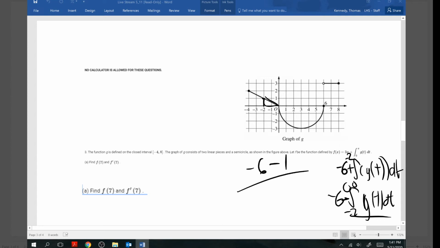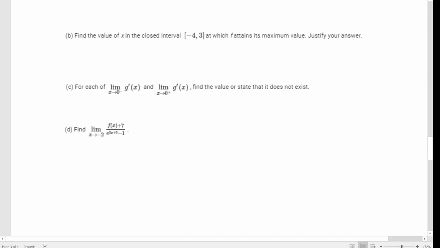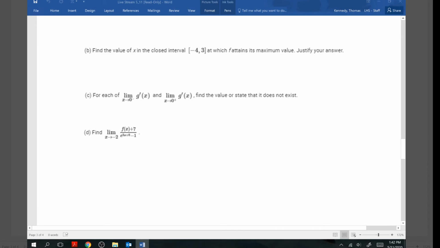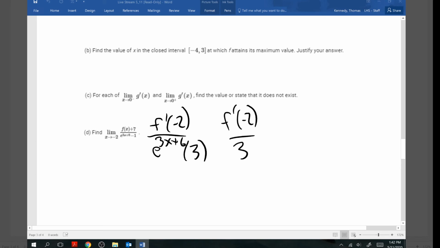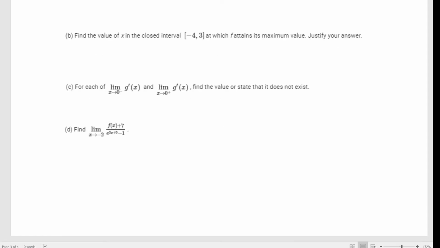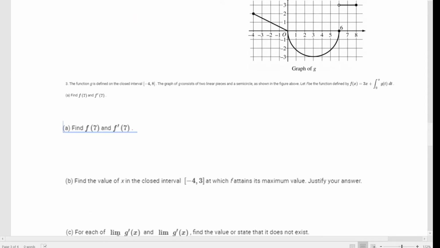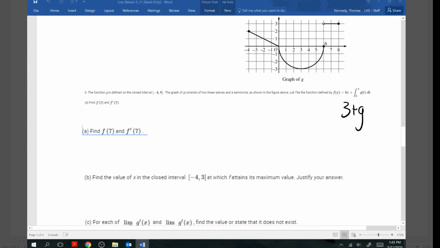And so this is 0 over 0. Negative 7 plus 7 over 0. And so this is L'Hopital's again. So what I'm going to do is say f prime of negative 2 over e to the 3x plus 6 times 3. And plug in negative 2. So it's just 3 on the bottom if you plug that in. So all I have to do is figure out f prime of negative 2 and put it over 3. So f prime of negative 2 is 3 plus g of negative 2. G of negative 2 is 1, so it's 3 plus 1, which is 4.